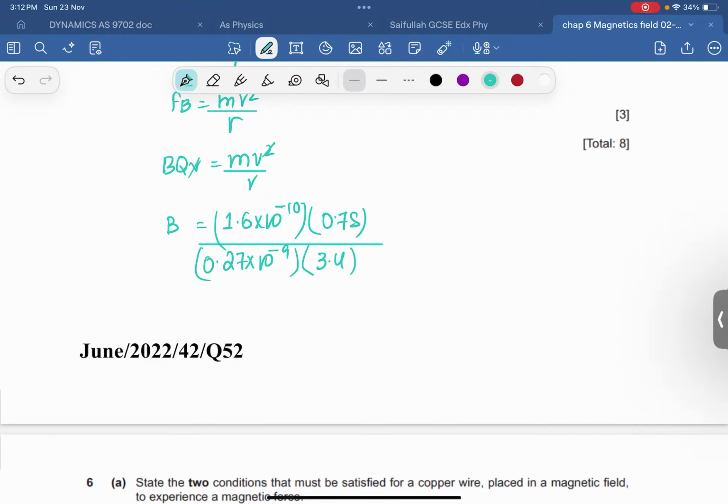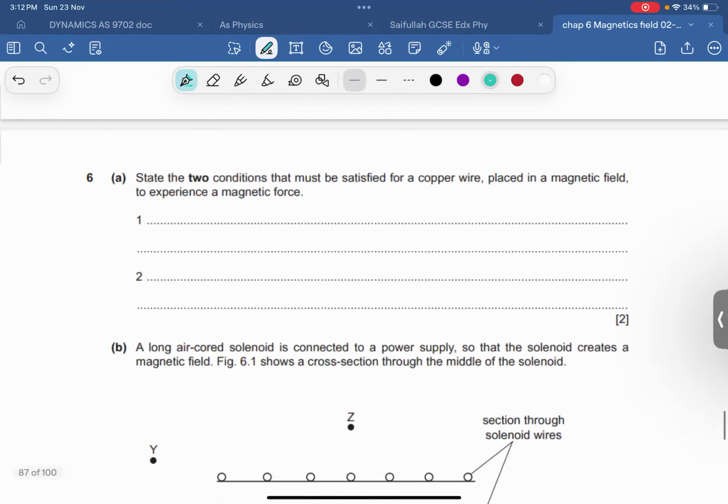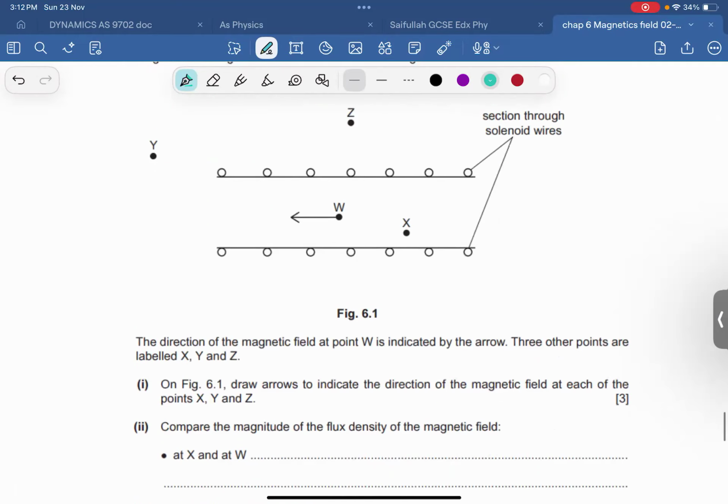So I'm getting the B as 0.1359, so that would be rounded off to 0.14, right? So Tesla. Now that is completed.